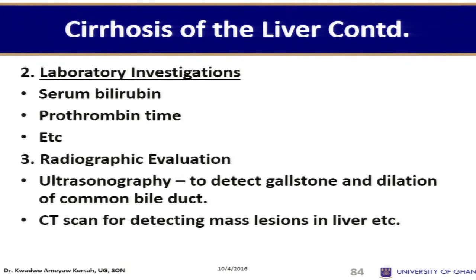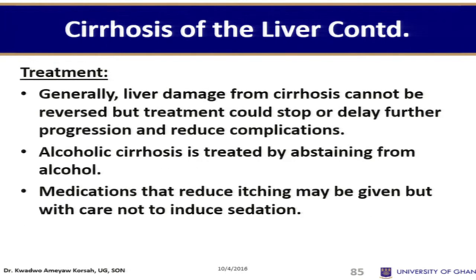We look at the serum bilirubin. We also look at the prothrombin time, since in most cases we have bleeding tendencies. Then radiographic evaluation: ultrasound, CT scan, and other things. Treatment generally: liver damage from cirrhosis cannot be reversed, but treatment could stop or delay further progression and reduce complications. Alcohol cirrhosis is treated by abstaining from alcohol.